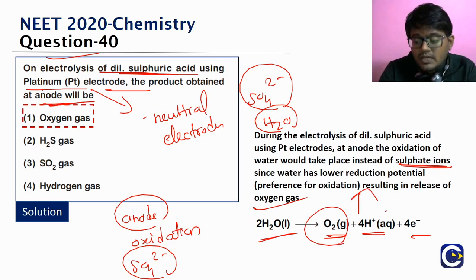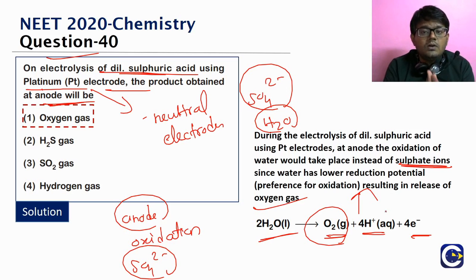Why is it happening? Because water is undergoing oxidation, preferential oxidation is happening. In comparison to SO4 2 minus, water has got lower reduction potential, so this will undergo what? It will undergo oxidation in preference to the sulfate ions.